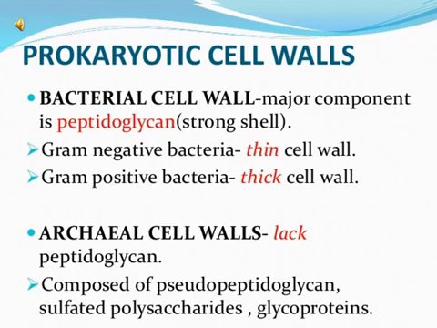Prokaryotic cell walls. In the bacterial cell wall, the major component is peptidoglycan. Gram-negative bacteria consist of a thin cell wall, whereas gram-positive bacteria contain a thick cell wall.